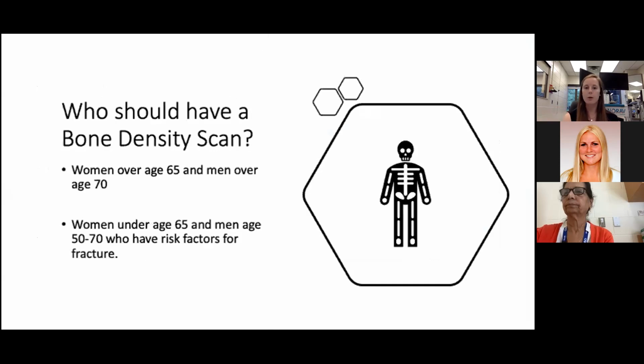So who should have a bone density scan? Well, women over the age of 65 and men over the age of 70. Or women under the age of 65 and men 50 to 70 years old who have risk factors for fractures. So things like an early fracture in a first-degree relative, or if you have one of the medical conditions we've talked about, if you've been on prednisone, a steroid, for more than 3 months at a time, things like that, that would increase your risk of fracture, then it's important to have a bone density scan.